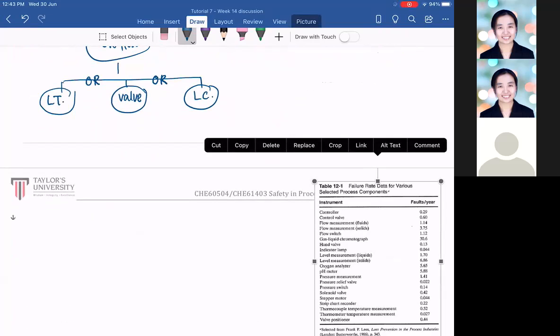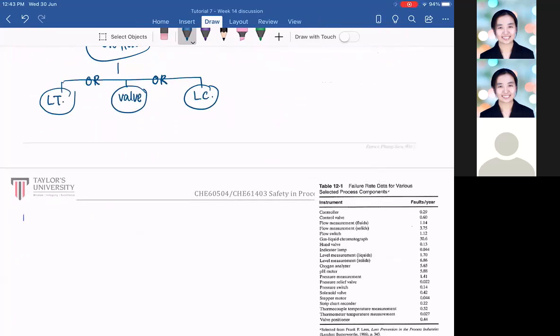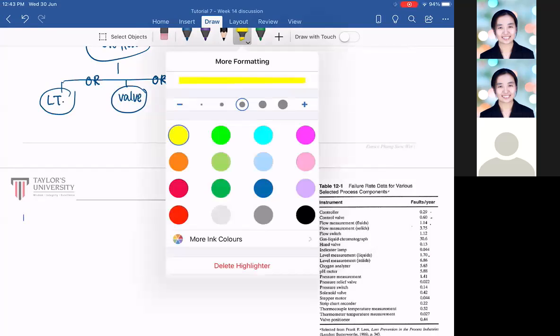So we have a controller fail, 0.29. We have a control valve fail, 0.6. And we have a flow measurement fail. This is not flow measurement, this is a level indicator. Let's see. Level indicator fail is 1.7 for liquid. Okay. So you can see that the data's here.